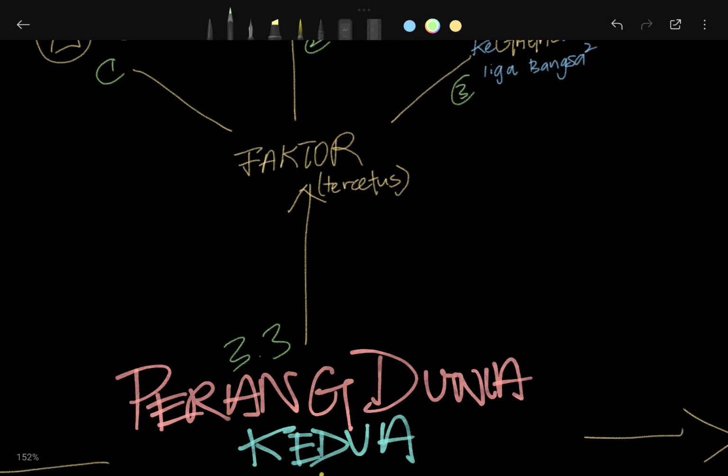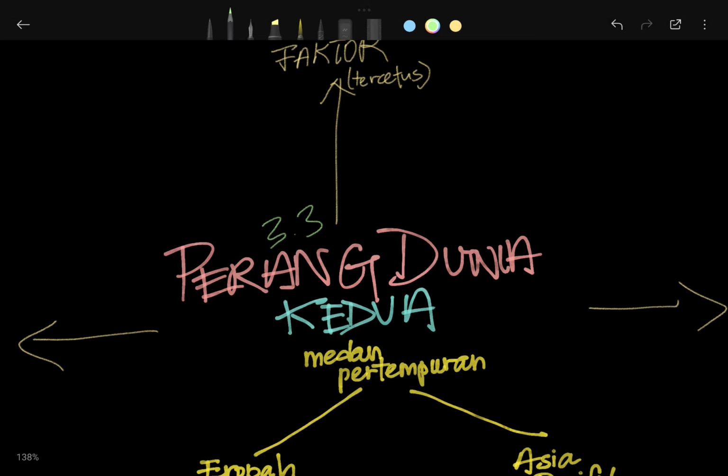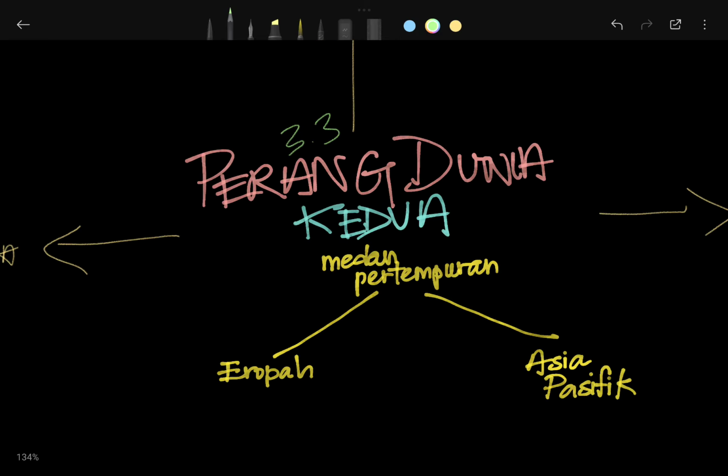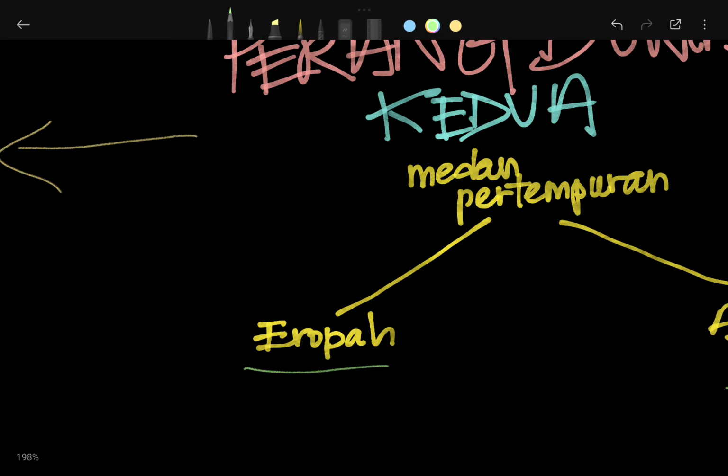So in the previous video, we talked about World War I, Perang Dunia Pertama, that happened in Eropa. But now I'm going on to World War II, yang berlakunya di dua medan pertempuran. That means two battlefields. Pertama Eropa and Asia Pacific. When we mention Eropa, we are mostly focusing on what countries? Well, tertumpu di Eropa dan Utara Afrika.